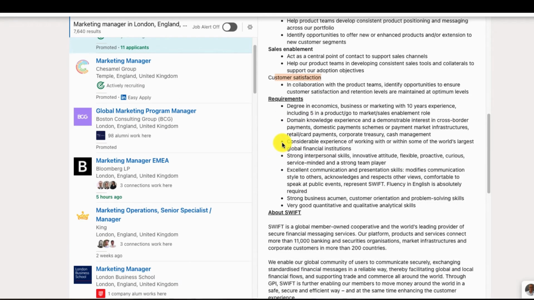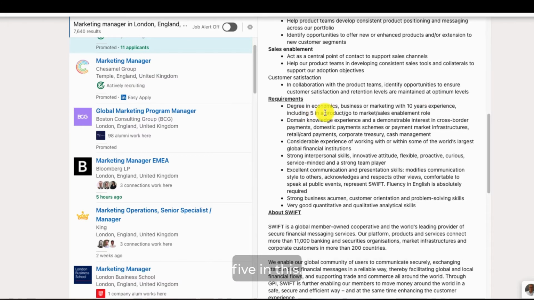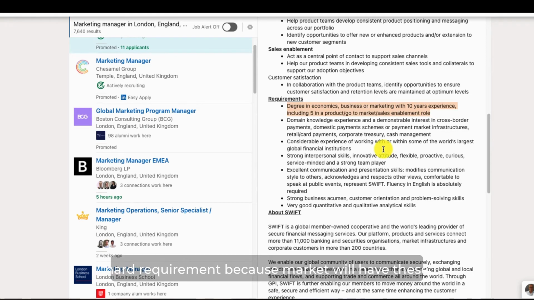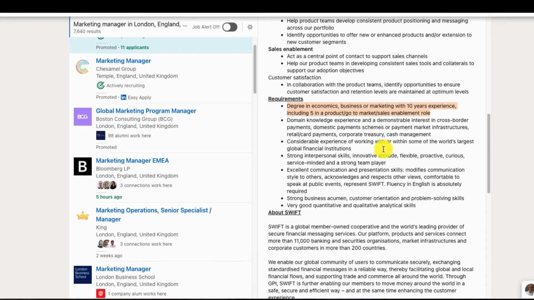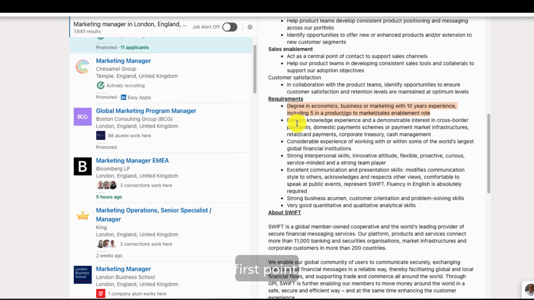So let's have a look. Requirements. Degree in economics, business, marketing, 10 years experience. So this is fairly open, commercial degree. 10 years of experience, 5 in this. And this is, to me, quite a hard requirement because the market will have these candidates. So it's good to have that. It's going to be hard to convey a message if you don't have this first point.